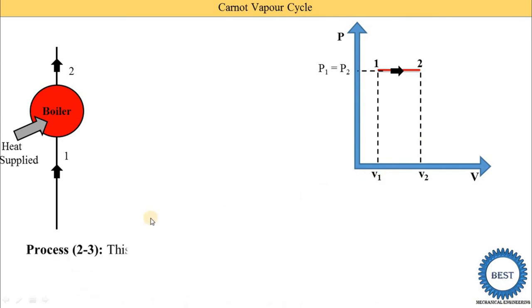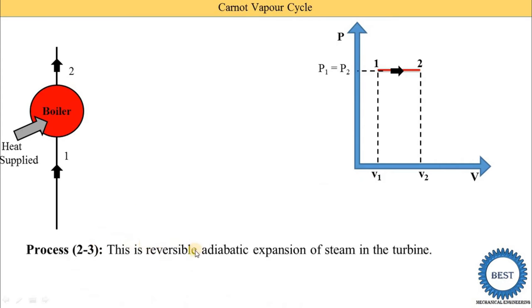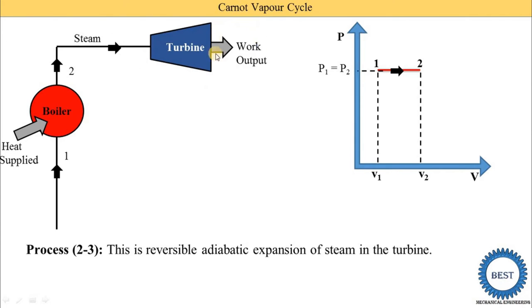The second process is process 2 to 3. This is the reversible adiabatic expansion of the steam in a turbine, meaning the next component is the turbine. Here you see this is the turbine. In the turbine we supply this steam, and the steam produces some mechanical work. The steam is supplied on the blades of the turbine, and the turbine starts to rotate. So this heat energy is converted into mechanical energy in the turbine, meaning the turbine gives some work output. In a boiler we supply some quantity of heat, in a turbine we get some amount of work done, and it is a reversible adiabatic expansion.